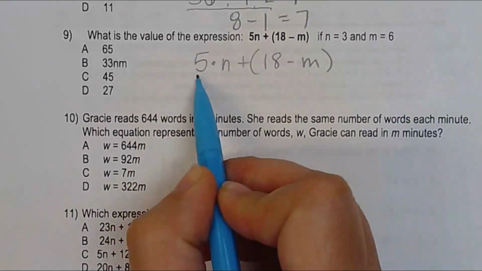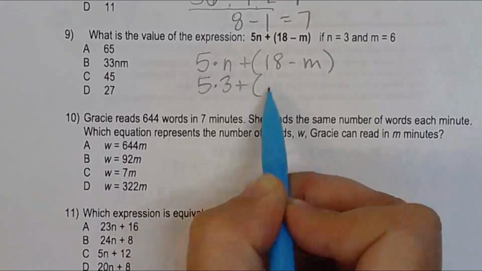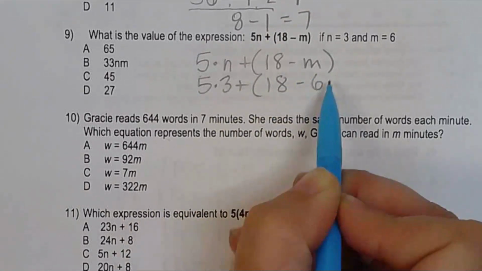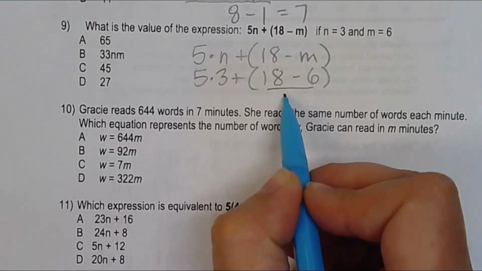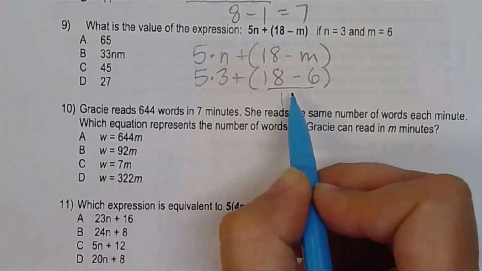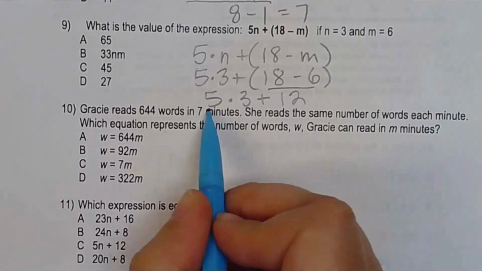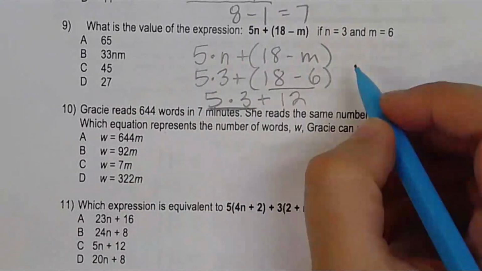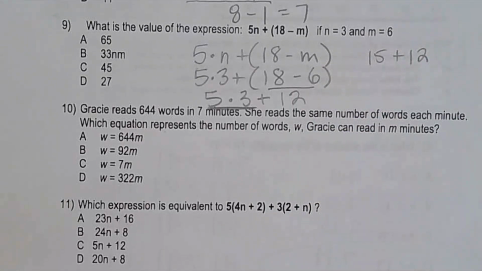So 5 times what? 3. Plus 18 minus 6. Now I do, please excuse my dear Aunt Sally again. 18 minus 6 is 12. 5 times 3 plus 12. I need to do multiplication first, and you get 15 plus 12. Abigail.